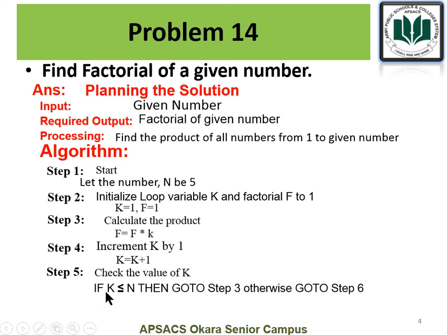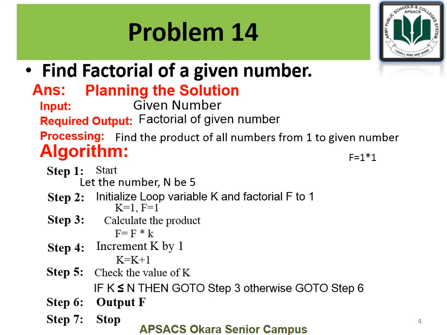So if the value of k is less than or equal to n, then go to step 3. Then again multiply the value of k with f. Otherwise, if this condition becomes false, then we will move to step number 6, which is our last step. Okay, we will obtain the factorial of a number. So let's take a simple stepwise solution of the problem. So start.